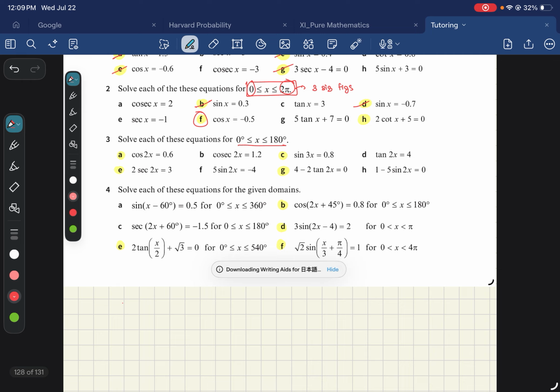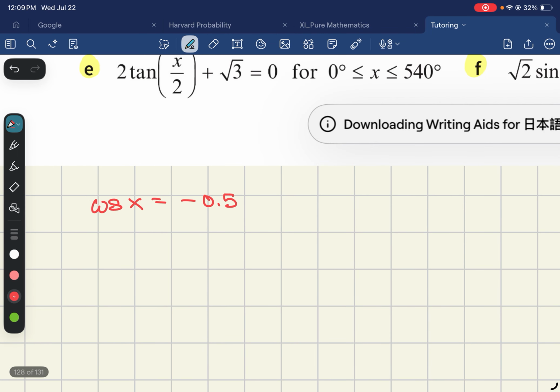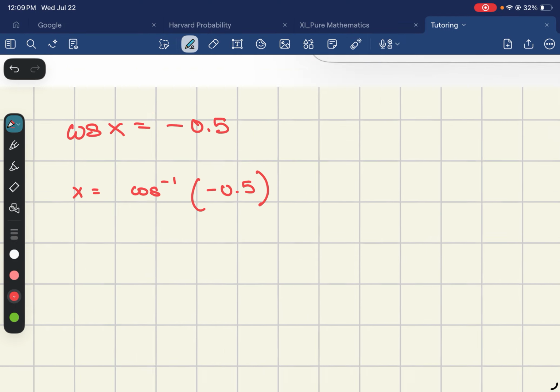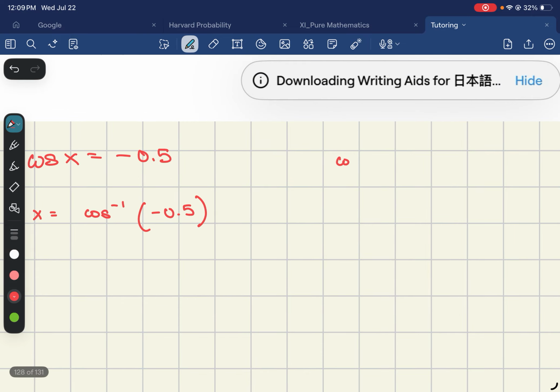Cos x is negative 0.5. And we know when cos is... So if you just do x is equal to cosine inverse of negative 0.5, this is something that we can actually get an exact value of, if you remember. Cosine of pi by 3, which is pi by 3 radians, is 0.5.